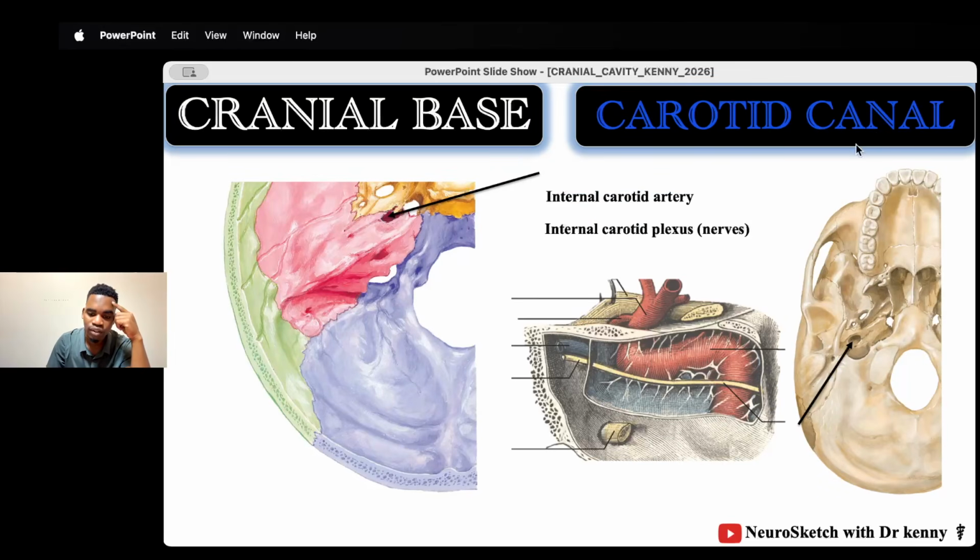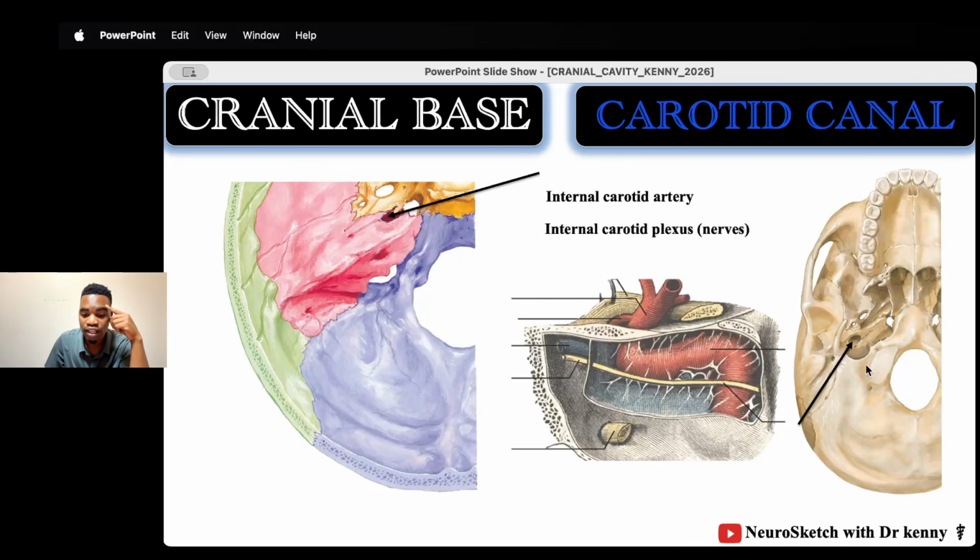Remember, what's the difference between canal and the foramen? The canal is traveling through the bone, and the foramen is just getting in and getting out. Now, because it's a canal, it should have an opening inside and an opening outside, because it's traveling through bone, and it has two openings: the opening outside, the opening inside. And this is the outer opening of the carotid canal, and this is the carotid canal, and this is the inner opening of the carotid canal.